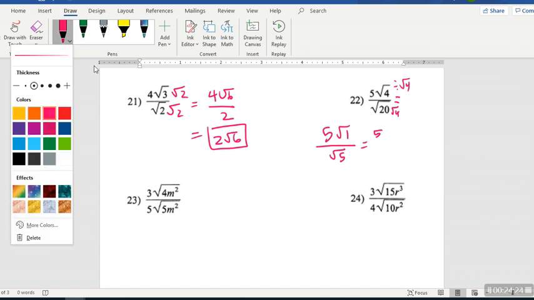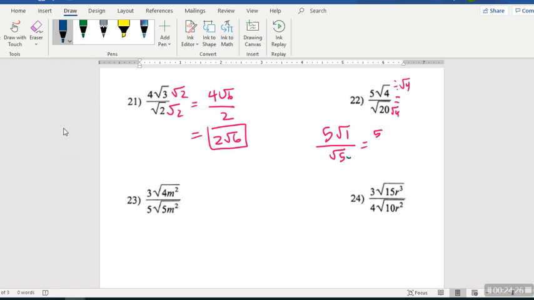Now I do need to rationalize that root 5 in the denominator. So I multiply by root 5 and root 5. So that just gives me a root 5 up top and a regular 5 on the bottom. Root 5 times root 5 is 5. What happens to 5 over 5? Just cancels. Final answer on that one, root 5.